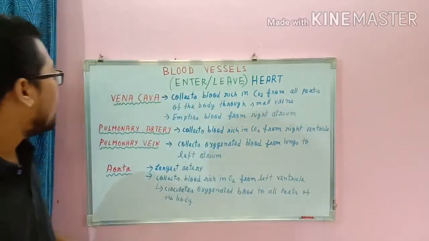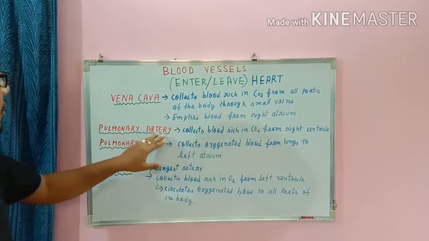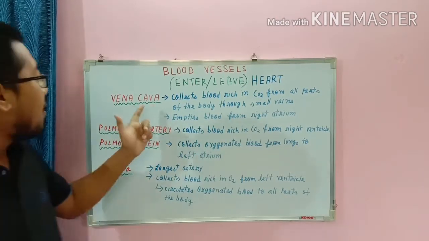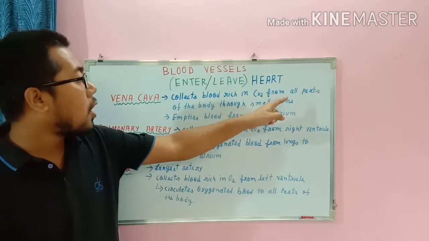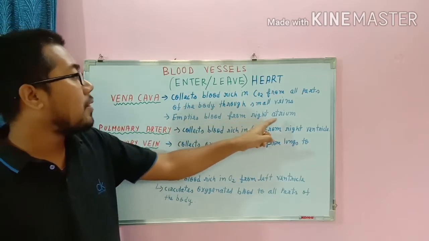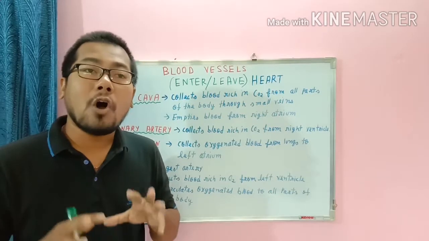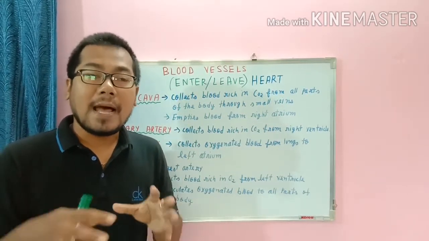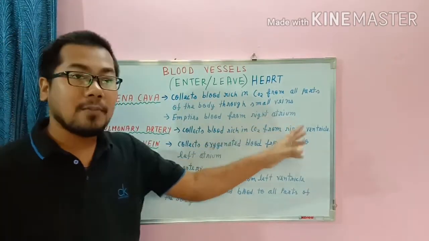So let us see the blood vessels that enter our heart. Those are vena cava, pulmonary artery, pulmonary vein, and aorta. What is the function of the vena cava? It collects the blood rich in carbon dioxide from all parts of the body through small veins. After collecting all the blood, it empties it into the right atrium of the heart.